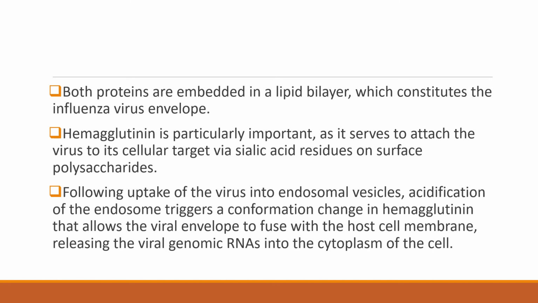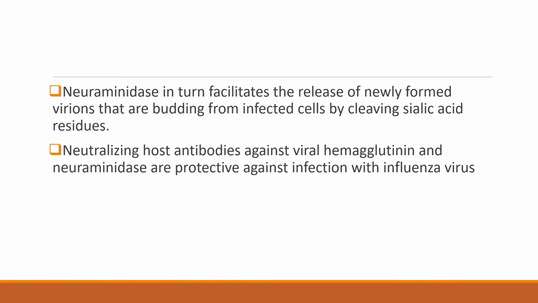Now the virus is inside the host cell, and then there is replication of the virus. And then comes the role of neuraminidase. Neuraminidase in turn facilitates the release of the newly formed virions that are budding from the infected cells by cleaving the sialic acid residues. Neutralizing host antibodies against both proteins, viral hemagglutinin and neuraminidase, are protective against infection with the influenza virus.